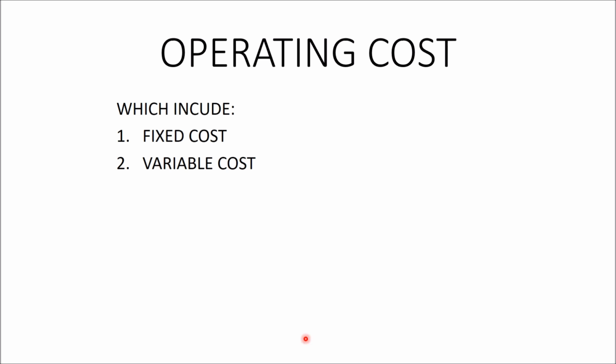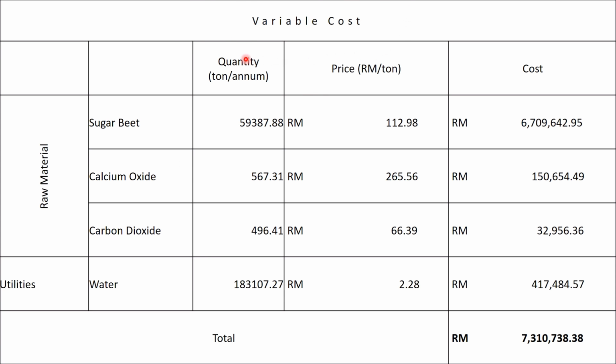Next, we are going to talk about the operating costs, which include the variable cost and fixed cost. First, the variable cost, which includes the raw material and utilities. The raw materials we are going to use are sugar beet, calcium oxide, and calcium carbonate, and utilities such as water. For the usage of 1 year, we are going to need RM 7,310,000 for just the variable cost.